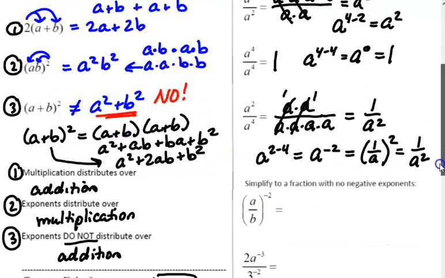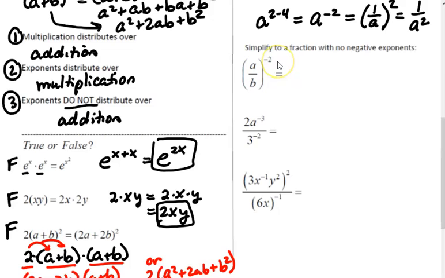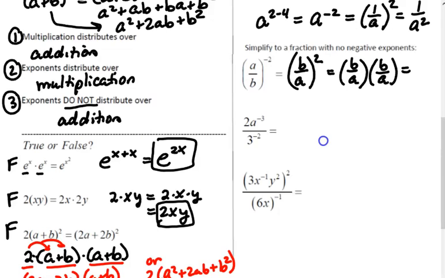And the reason I want to emphasize that is because when we get to an example like a over b to the negative 2, it's very helpful to remember I just need to take the reciprocal of the base and make this b over a to the positive 2. That's a lot easier than doing 1 over a fraction. Okay, just remember this is the reciprocal. Then this is the same as b over a times b over a, which is b squared over a squared.